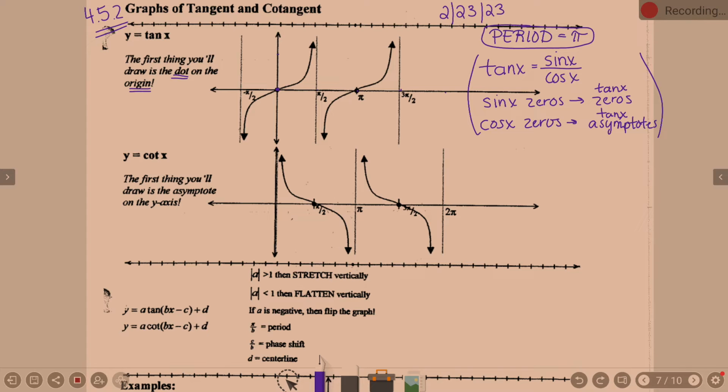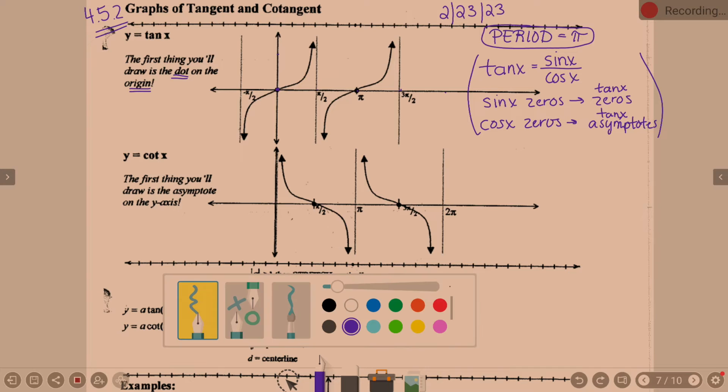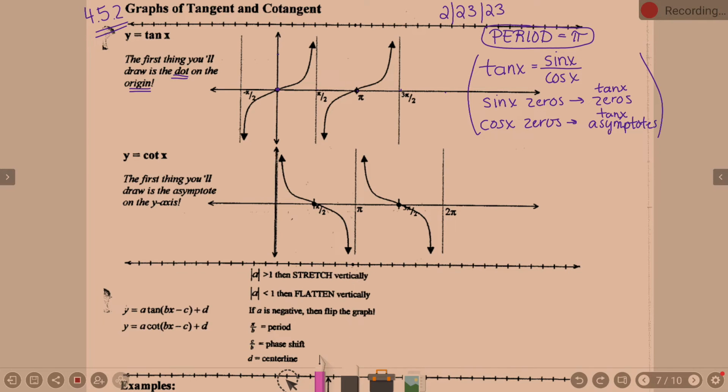Now, cotangent has similar information. And with cotangent, notice it says here the first thing you'll draw is the asymptote on the y-axis. So, guess what the period length still is? Period length is still pi. So tangent and cotangent have the same period length. We're not going to get too confusing there. They both have the period length of pi.